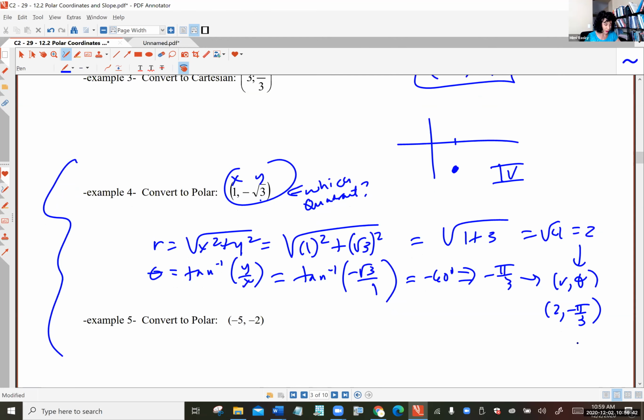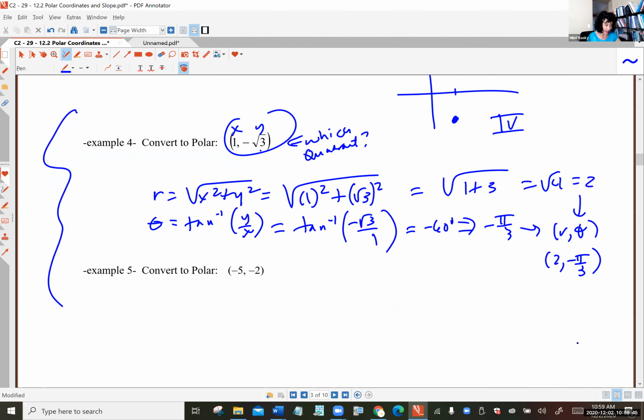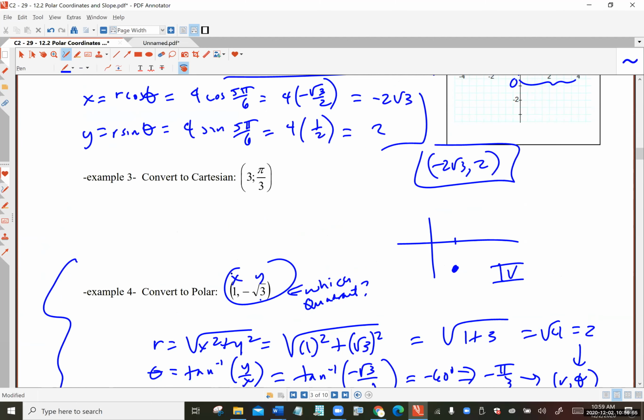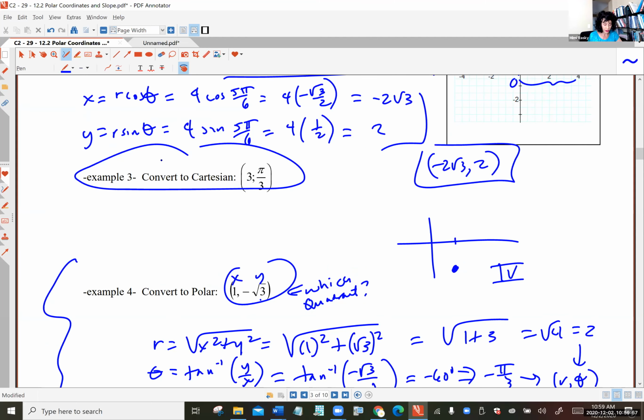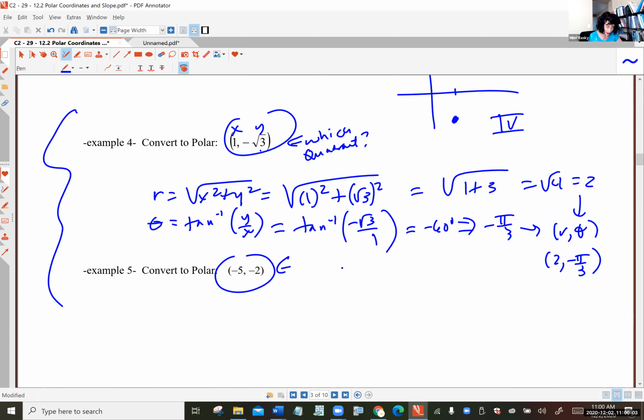So now what? Well, what if somebody said, hey, look at this point, where are we located here? Actually, let me go back to example 3. Let's do example 3. Which quadrant are we in here? No, sorry, that's already in our theta. Yeah, this is where? Negative 5, negative 2, quadrant 3. Yes.